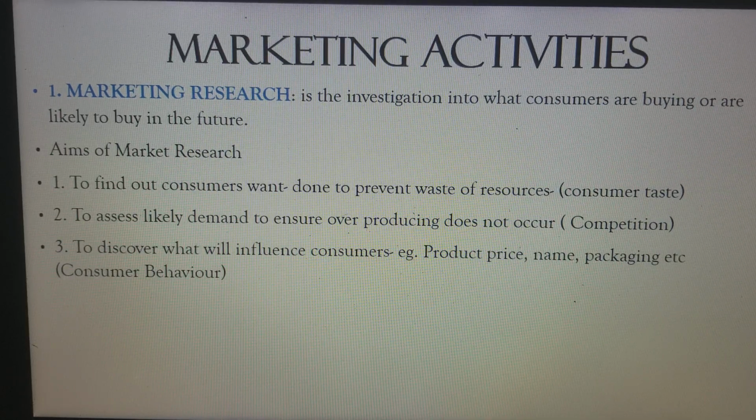Three, to discover what will influence consumers. Example: product price, name, packaging, etc. So the third aim of marketing research is to discover what will influence consumers, what will influence their behavior.